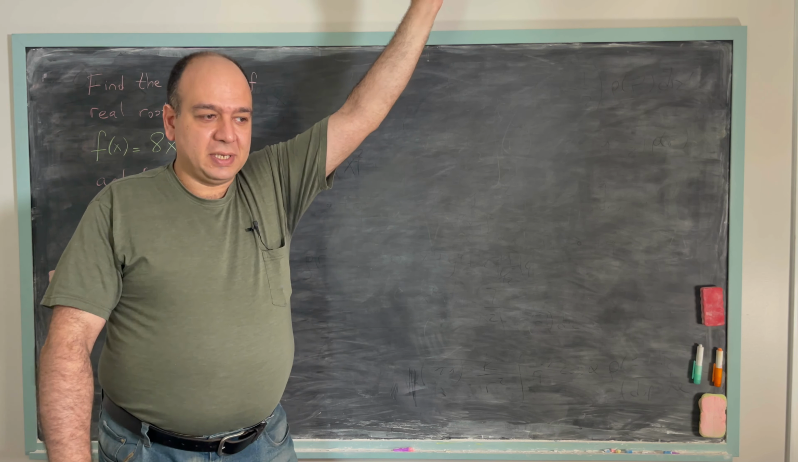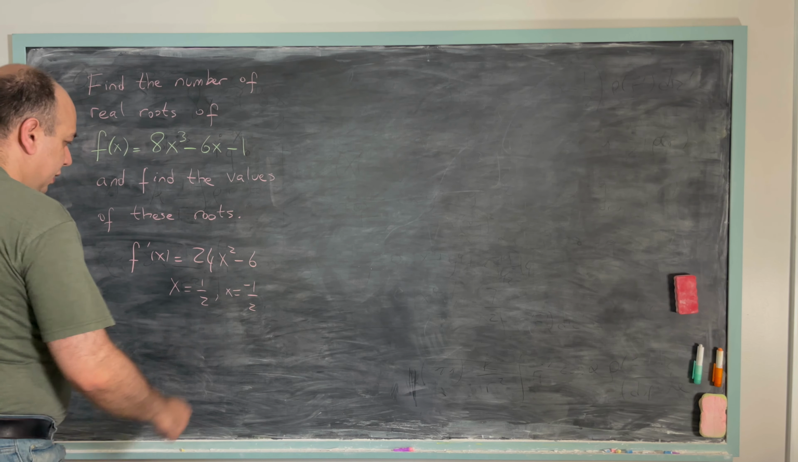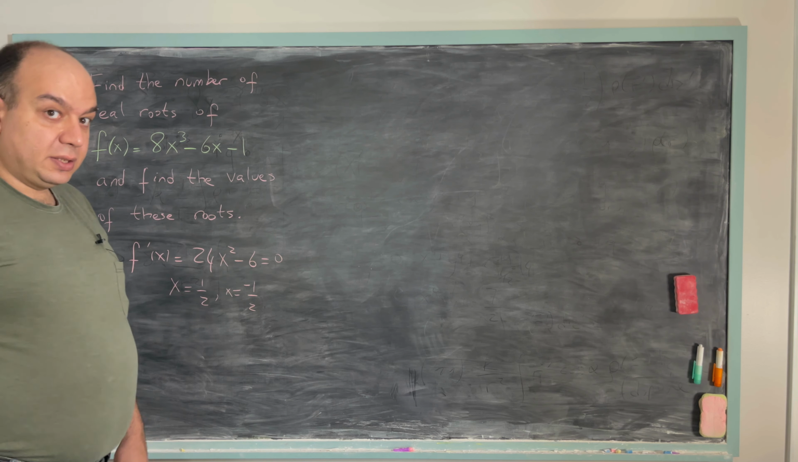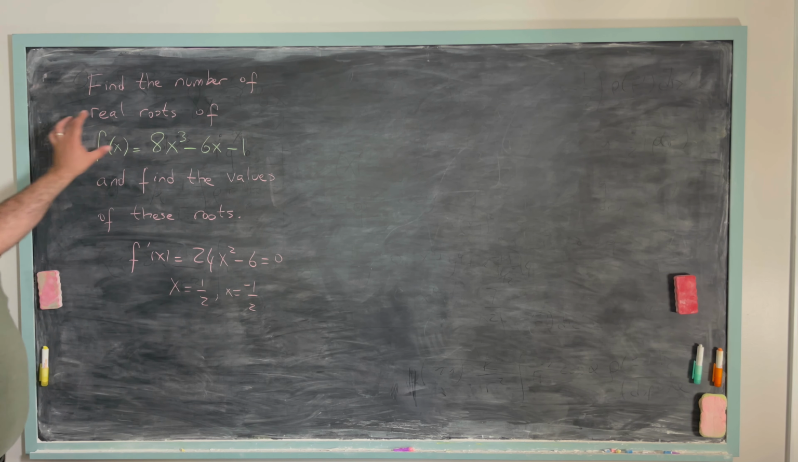First of all, I would like to plot this function. In order to do that, we will need the first and the second derivatives, right? We need to find the local max, local min, those kinds of things. So f prime of x is equal to 24x squared minus 6. So the critical points are x equals 1/2 and x equals minus 1/2. We simply set it equal to 0, and these are the critical points of this polynomial function.